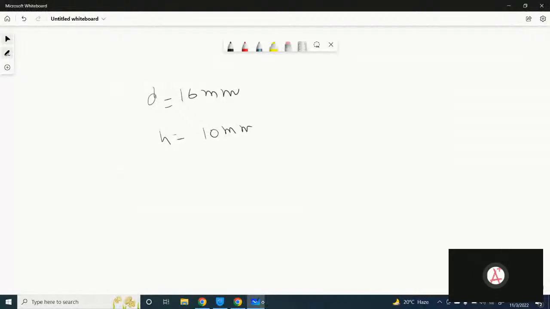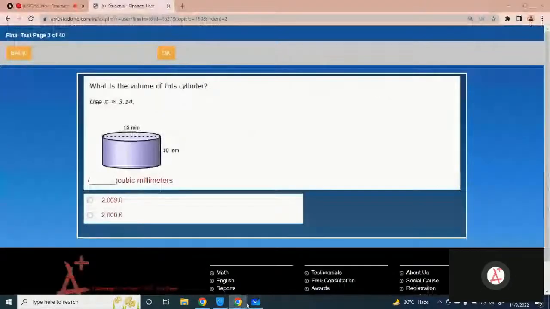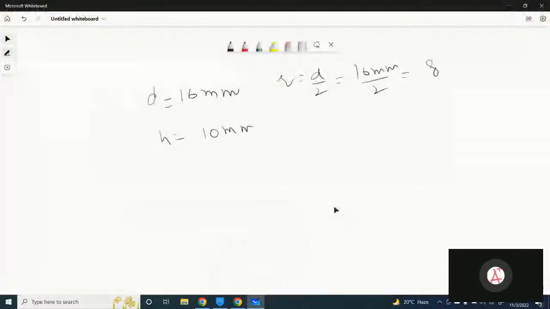First of all, you have to find the radius of the cylinder. The radius is the diameter divided by 2, and 16 mm divided by 2 is 8. Let me just check that it is the diameter. Yes. So it is 8 mm. The volume of the cylinder is pi r square h. Just put in the values: 3.14, r is 8 square, and h is 10.